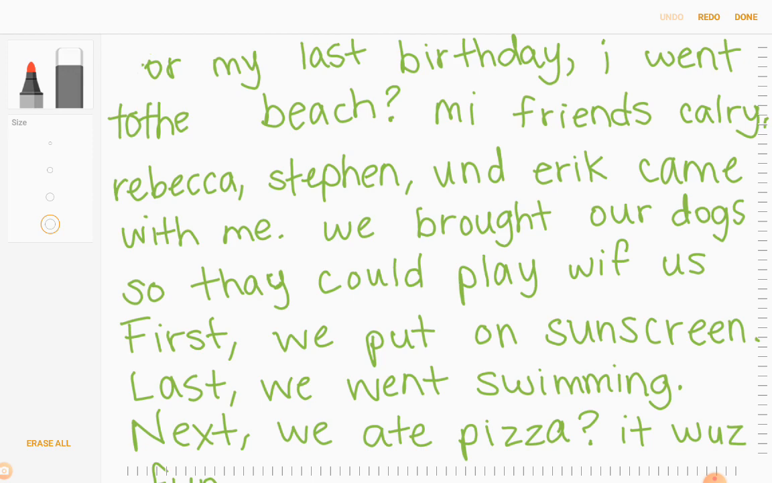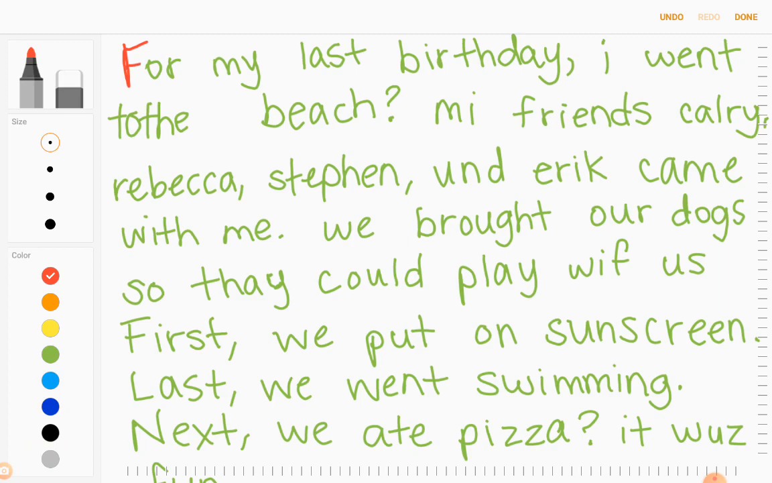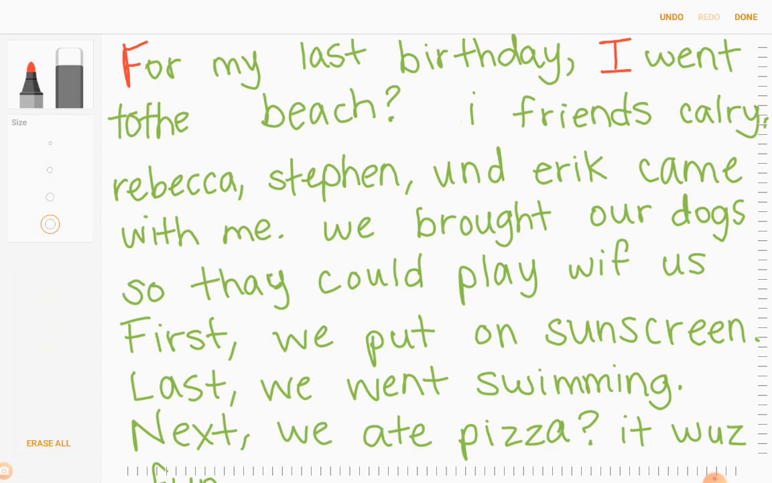So let me erase that. 4. My last birthday, when I have the word I, that always needs to be capital, so I need to change that to a capital I. I went to the beach. My, this is the start of a new sentence, so I need to make sure that's capital.